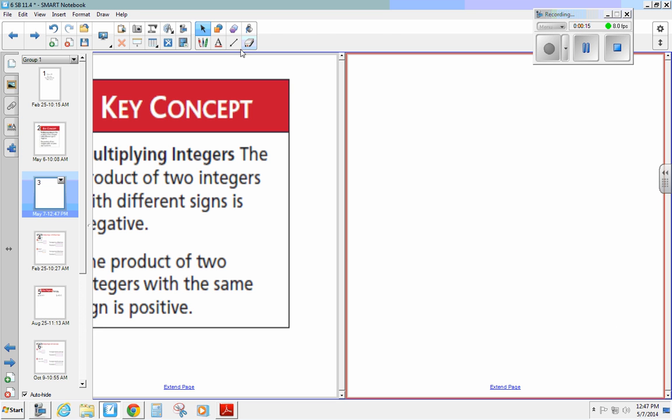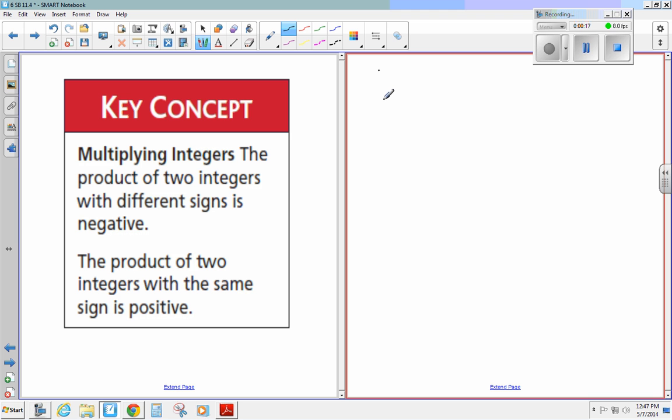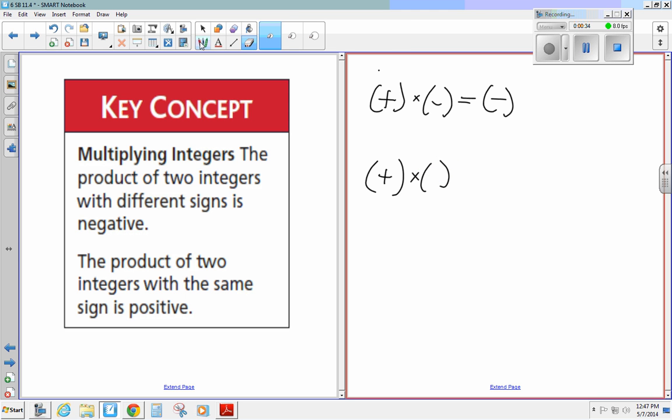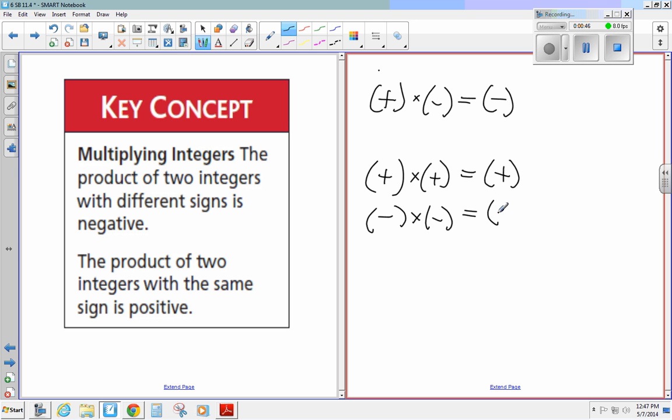The way this looks is if you have a positive times a negative number, it's going to equal a negative number. If you have a positive times a positive, it's going to give you a positive because it has the same sign. But it is true with negatives as well. Negative times negative is also a positive. So the only time you get a negative number when multiplying is if there are different signs.